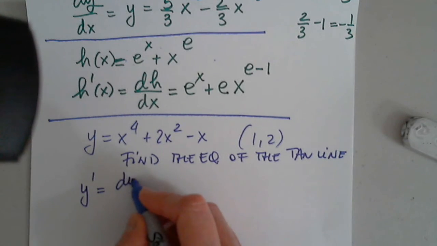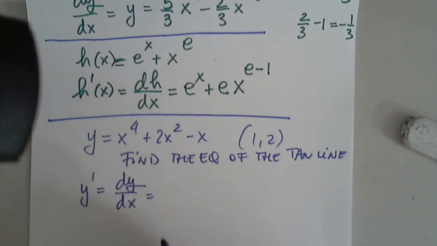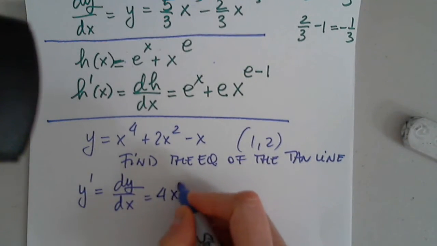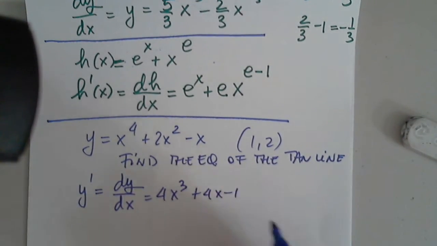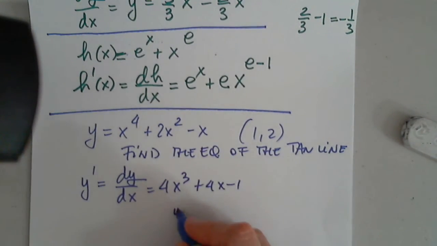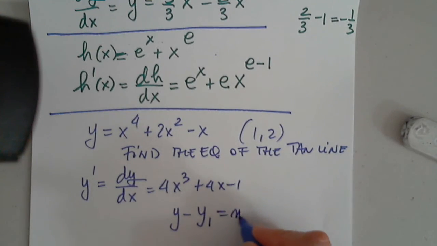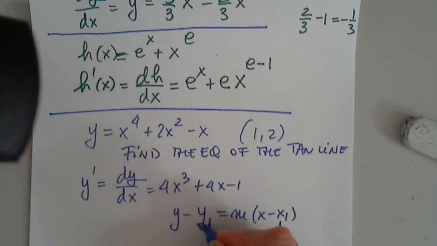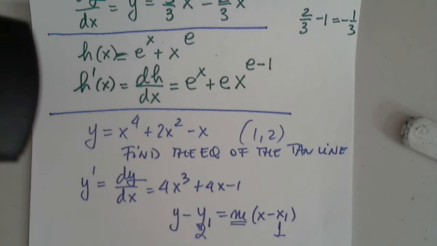So y prime, or if you want, dy over dx, will be, can anyone give us the answer? I need to hear everyone speak, please. 4x to the third plus 4x minus 1. Very good. So I have y minus y1 equals the slope times x minus x1, and I know that this is 1 and this is 2. I'm missing the slope. How do I determine it?